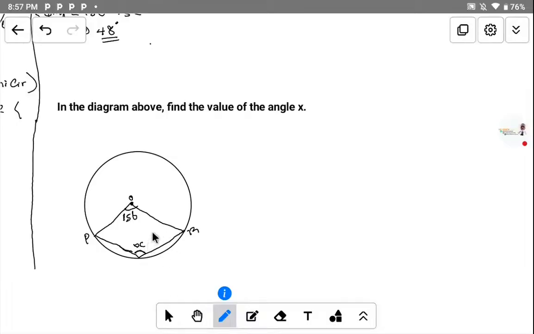So this is the diagram, and we're told, in the diagram above, to find the value of angle marked S. So that is the assignment. This is the assignment to be submitted to my DM tomorrow.